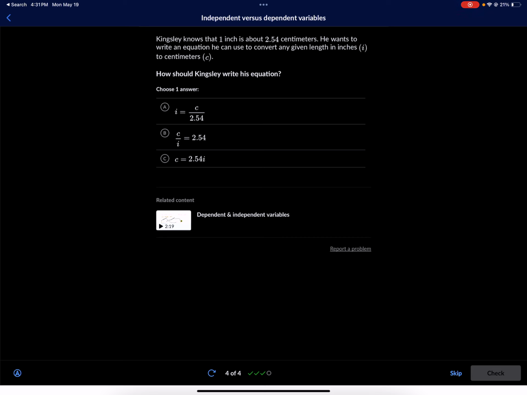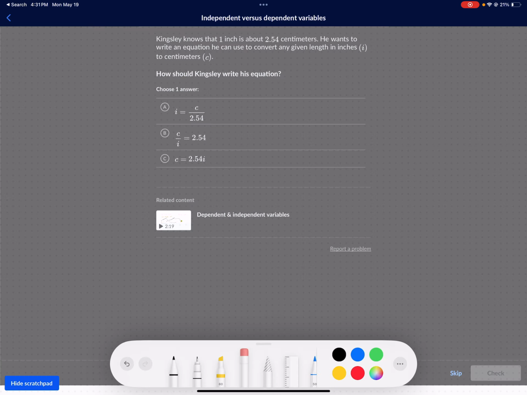Okay, so he wants to write an equation where he can convert any given length in inches to centimeters. So we have a given. This is your key word here, given. And you're going to use this a lot in geometry too, about 2 years from now. So, given, or any word similar to that.